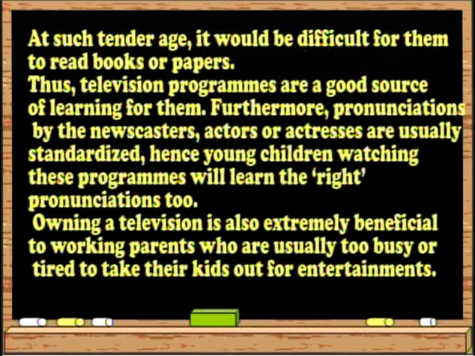Furthermore, pronunciations by the newscasters, actors or actresses are usually standardized. Hence, young children watching these programs will learn the right pronunciations too. Owning a television is also extremely beneficial to working parents who are usually too busy or tired to take their kids out for entertainments.